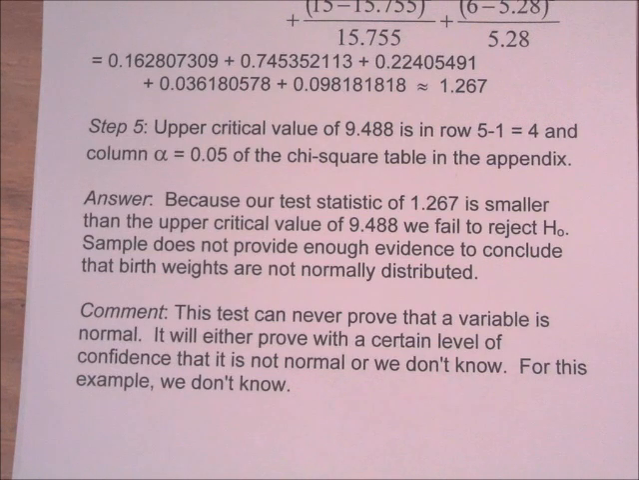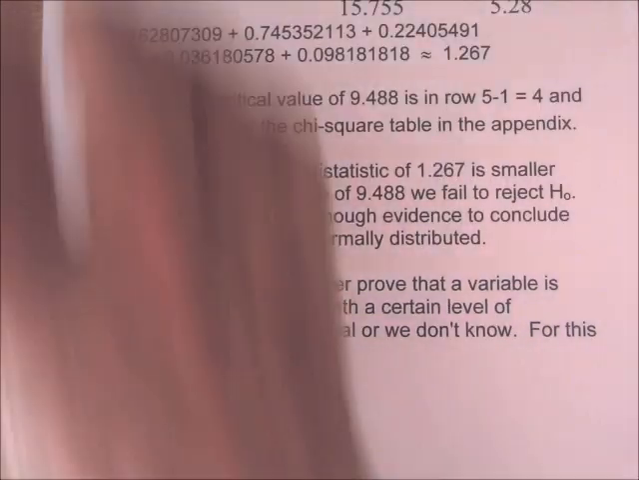And this test can never prove that a variable is normal. It'll either prove with a certain level of confidence that it's not normal, or we don't know. And for this example, we don't know. It might be normal, and it's possible that the distribution could be very, very close to normal, but not quite exactly normal. And it might take a huge sample to show that difference. So we never know. We're never going to be able to use this test to say for sure that something is normal. We can only prove that it's not normal. And that concludes this presentation.